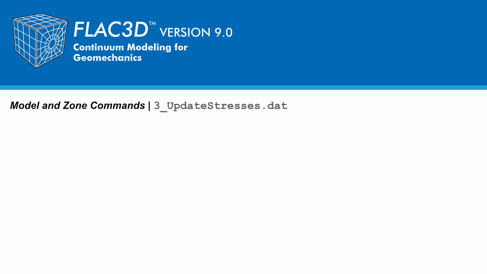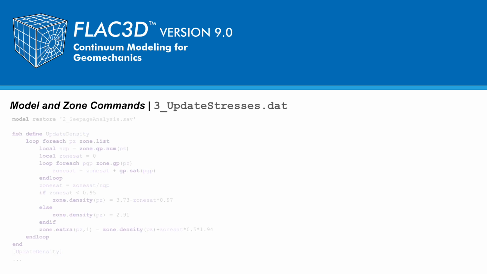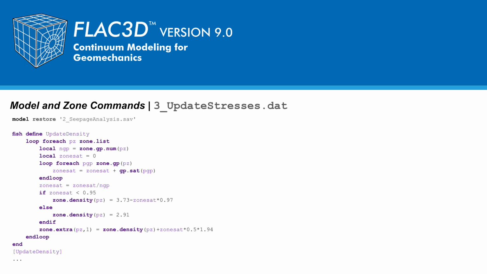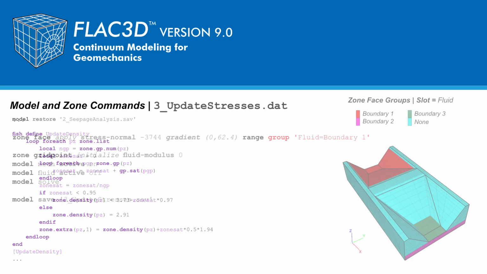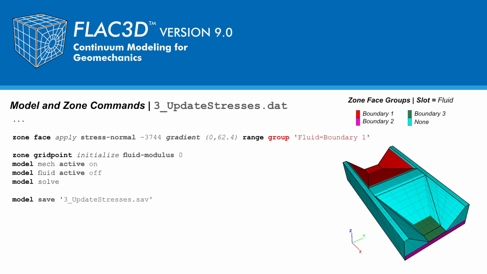The last data file is 3_update stresses. In this data file, the effective stresses and density will be updated. For the data file 3_update stresses, the commands used are almost identical to this version of the analysis as in the first FLAC3D tutorial. In fact, only two changes are required. The first change required is that the data file 2_seepage calculations is restored instead of 3_flow calculations. The second change required is that the surcharge pressure is assigned to the boundary 1 zone face group within the fluid slot and not upstream 1. All of the commands shown here are the same.